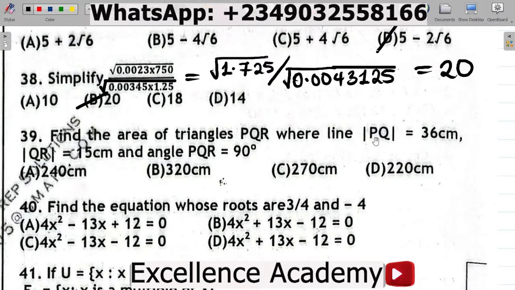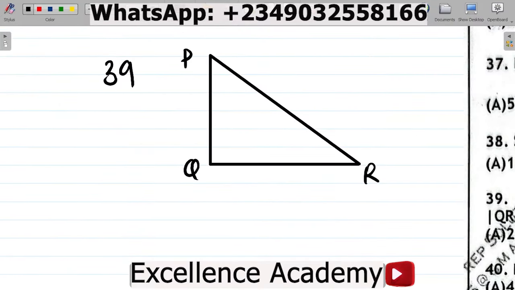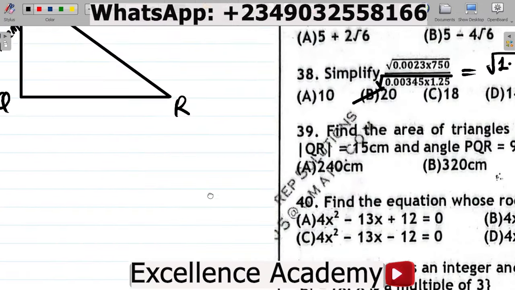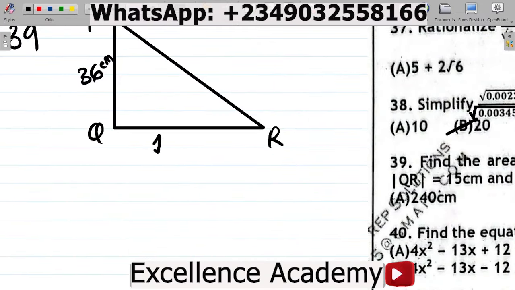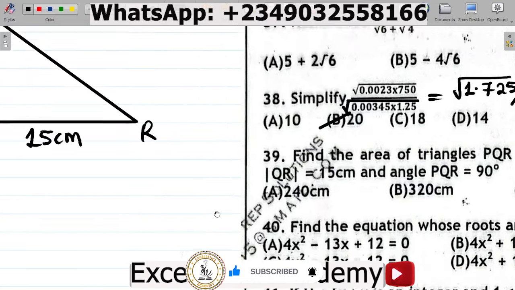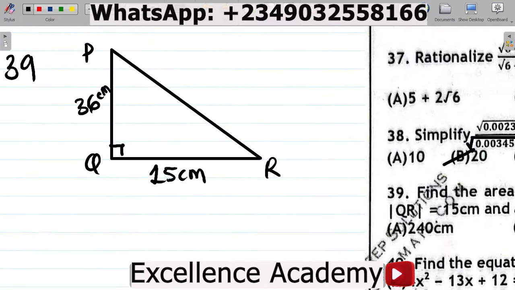Now going back, I said PQ equal to 36 cm. So PQ is 36 cm. Again, they said QR is 15 cm. This is QR, 15 cm, the distance from Q to R. Now they said the angle PQR is 90. When you have angle PQR, it means the angle is on Q, the one in the middle. That means the 90 degrees is on Q, which makes sense. Look at this, 90 degrees.